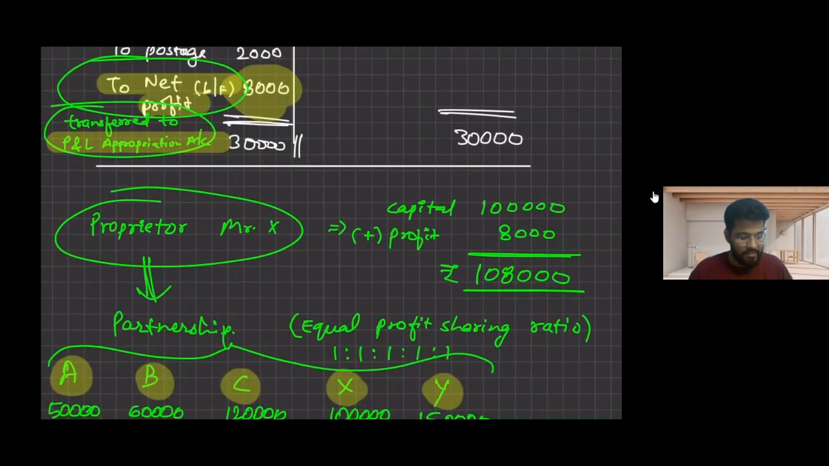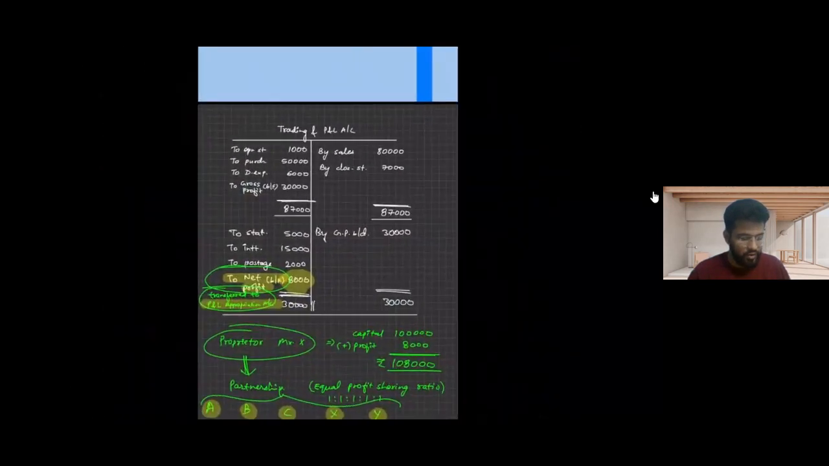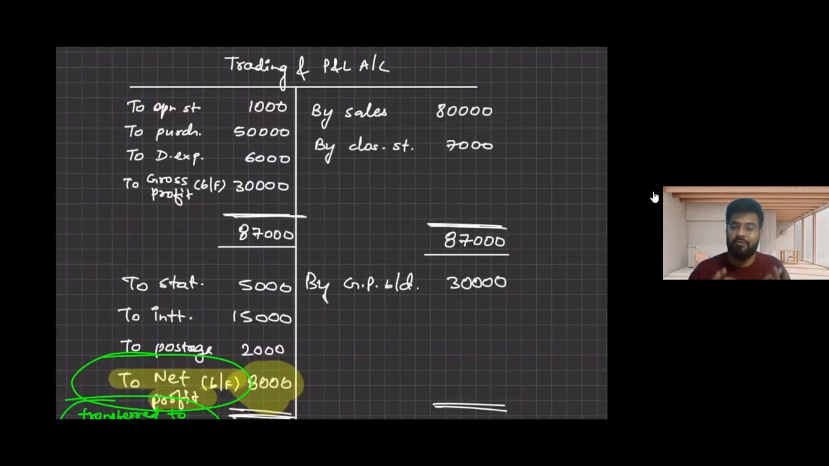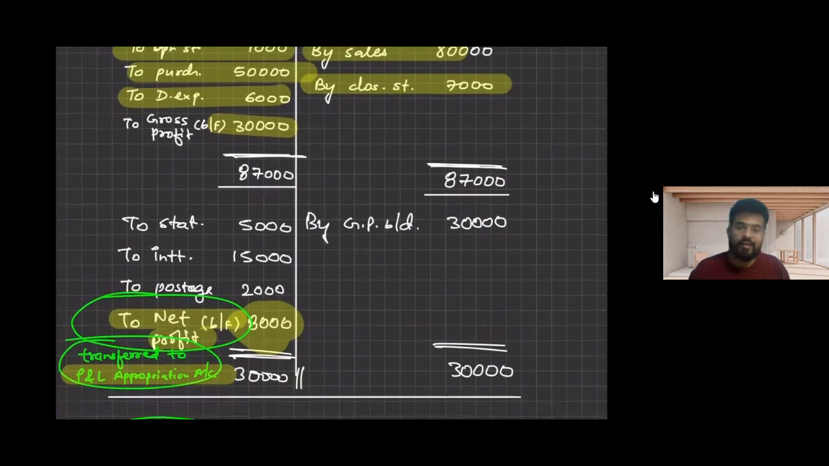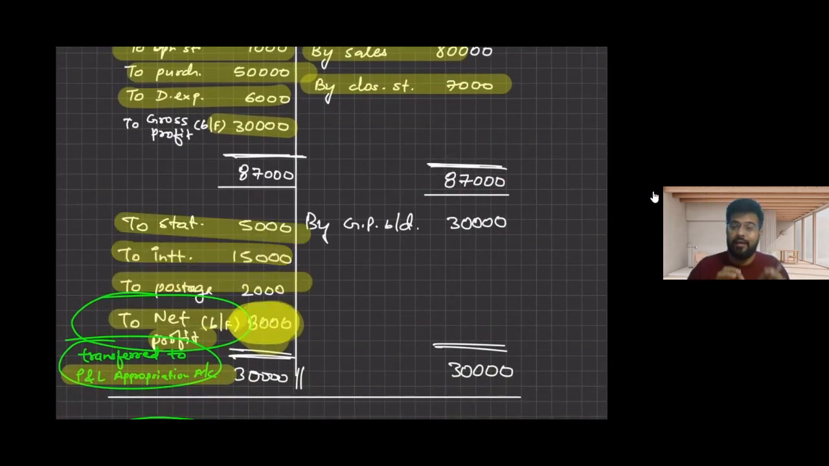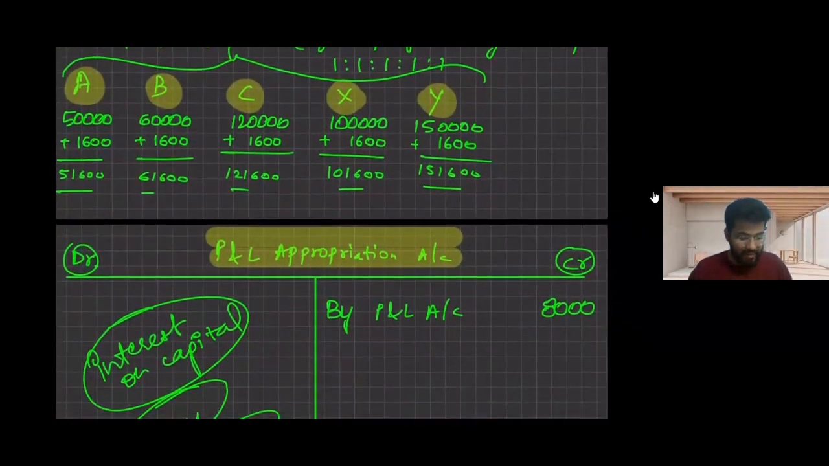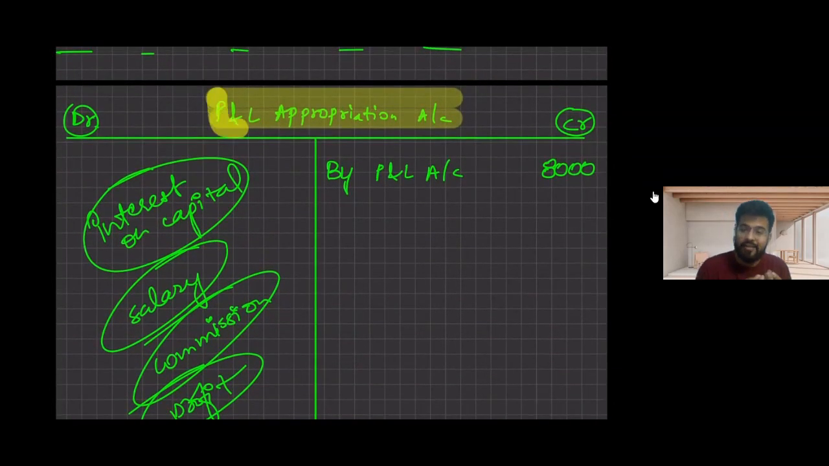From the business, I have done all purchasing, direct expenses, sales, closing stock. I got the gross profit. I did some expenditure. Now the balance cake left is rupees 8,000. Now I need to assess how this 8,000 will be distributed to all the partners. The P&L appropriation account is that balance cake which is remaining, which needs to be distributed to the partners by the terms which they have agreed mutually.